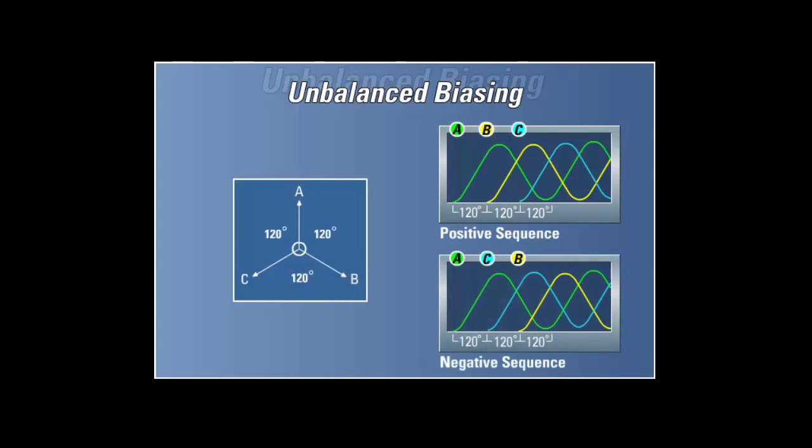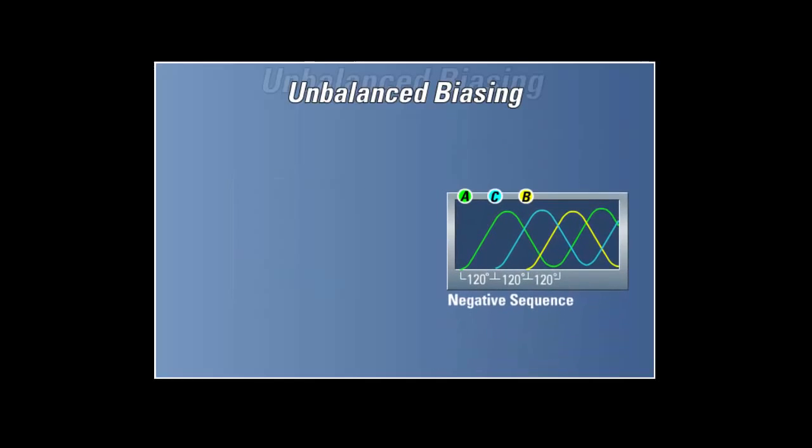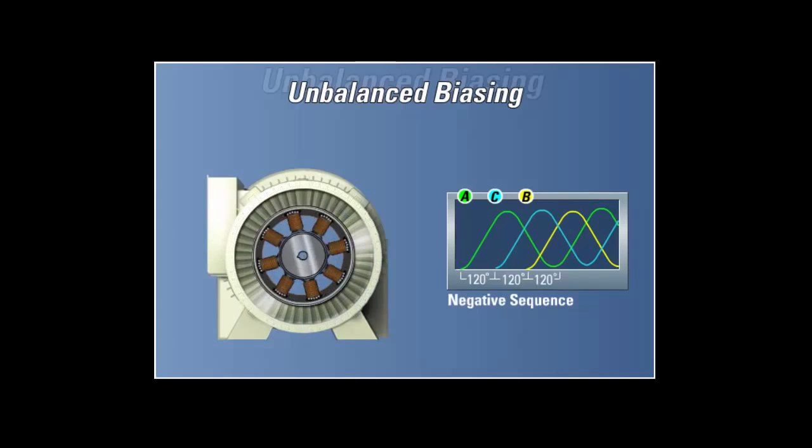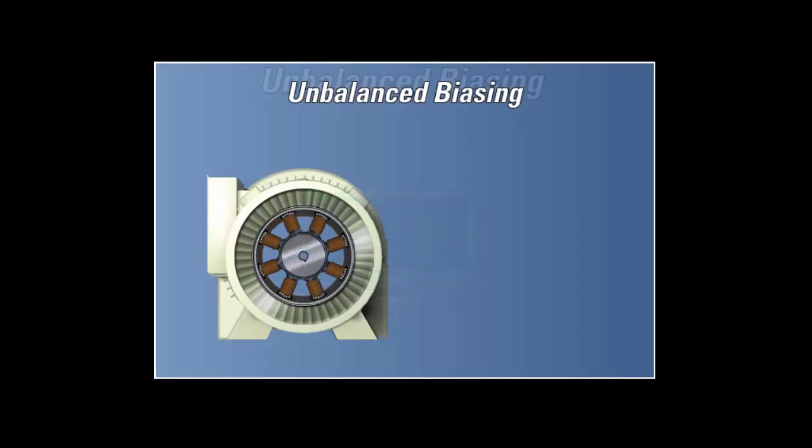Negative sequence set of vectors consists of three equal vectors that are displaced by 120 degrees but have a rotational phase sequence of ACB. Negative sequence currents, or unbalanced phase currents, will cause additional rotor heating that will not be accounted for by electromechanical relays and may not be accounted for in some electronic protective relays.